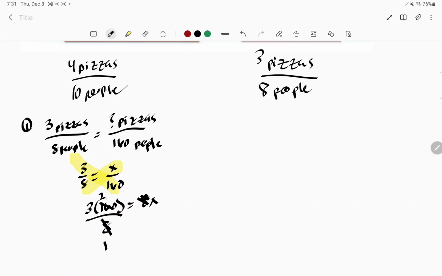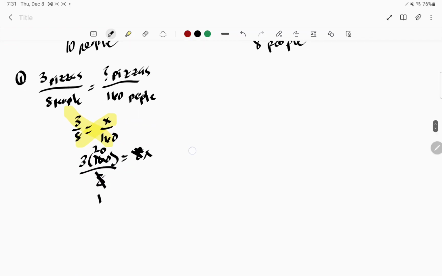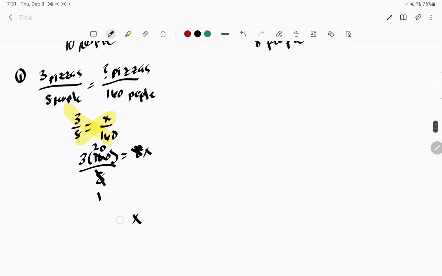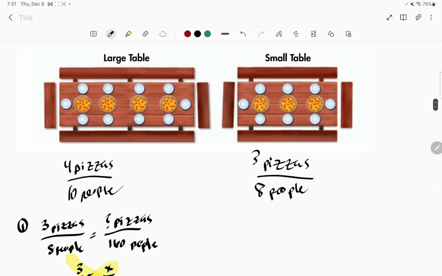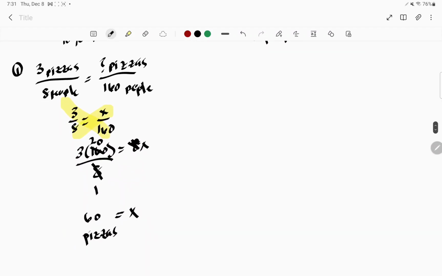So it'll go 160 20 times. And so 3 times 20, that gives us 60. So we would want to order 60 pizzas for that amount of people to make sure each person gets enough according to the ratios of the large table, which is 4 pizzas to 10 people.